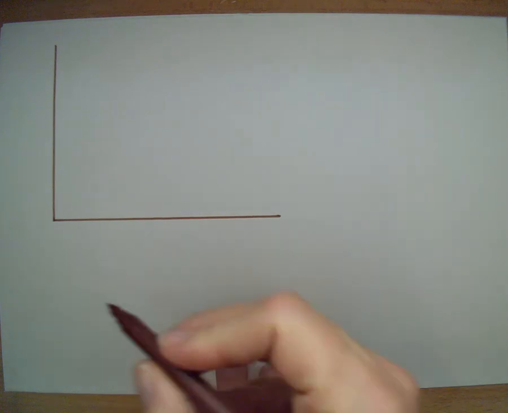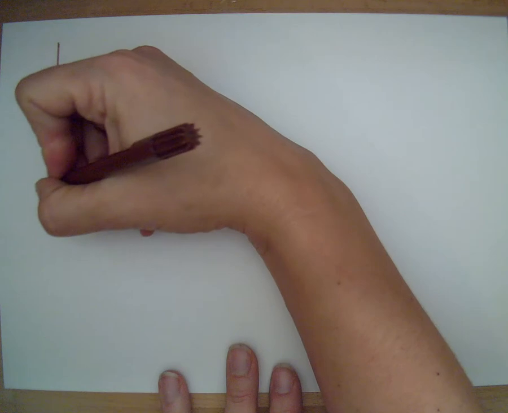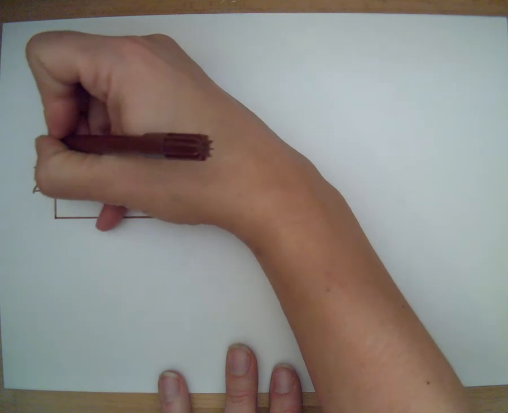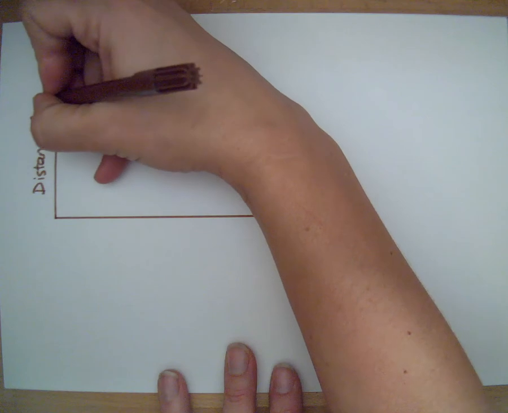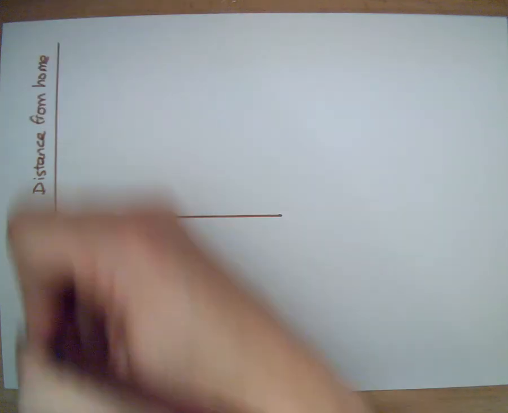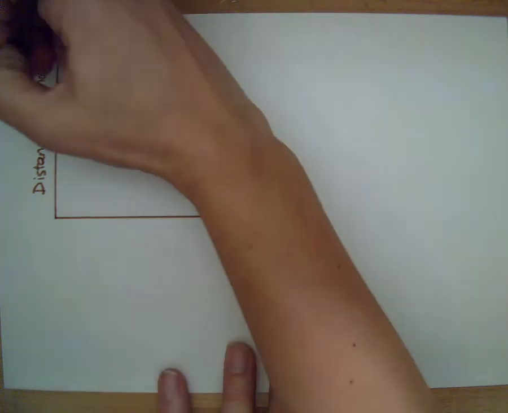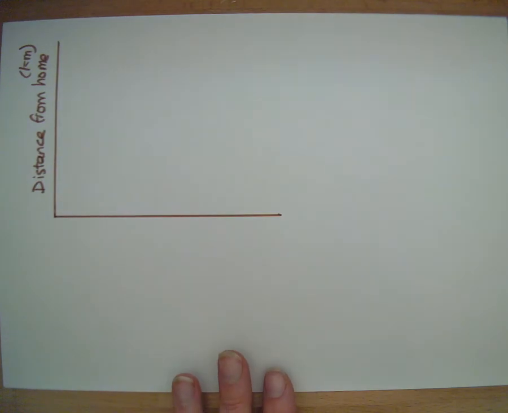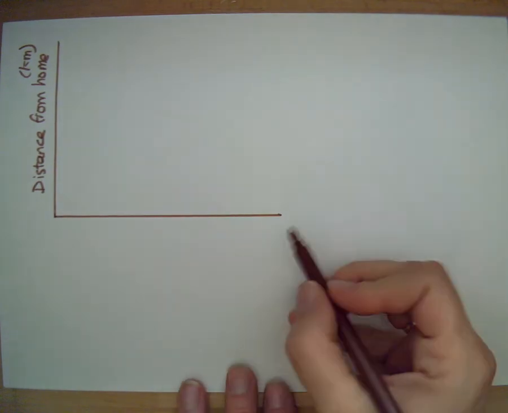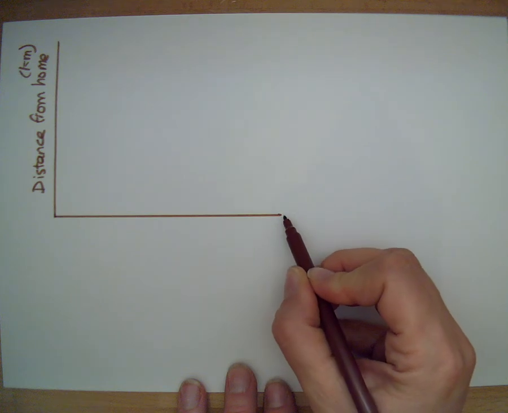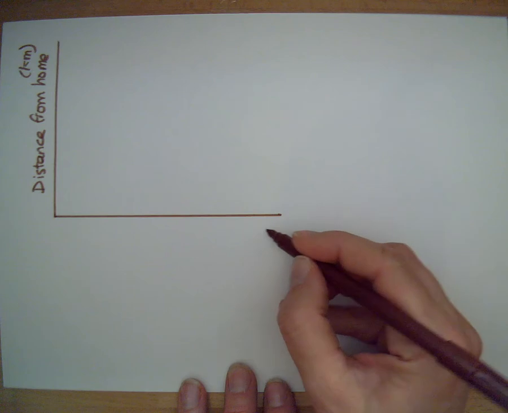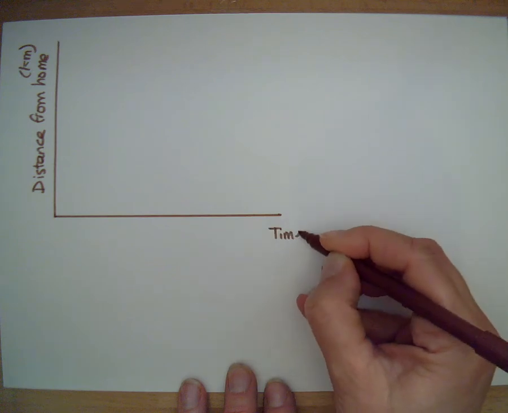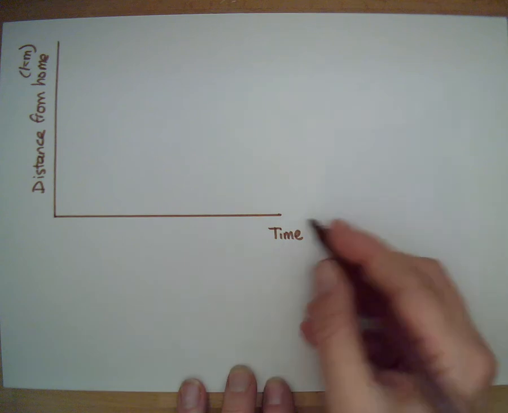This is the beginning of a graph. We are going to be drawing a graph of the distance that I am away from home. The distance from home, and I could write in parentheses kilometers, because the unit that I'll be using is kilometers. And then my x-axis is going to be the time in hours and minutes.